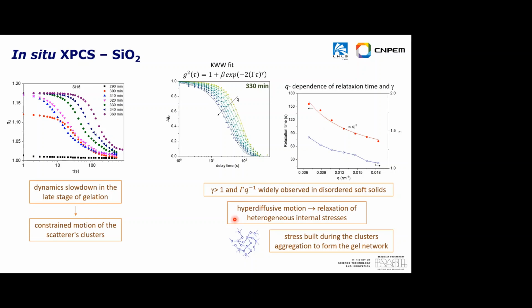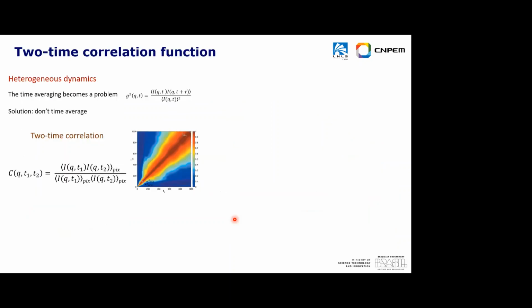So we have this relaxation of heterogeneous internal stress. What stress? This is stress that is built in during the cluster aggregation to form the gel network. So the dynamics that we are observing here is this stress of the network itself. As the gelation is going on, the network becomes more rigid, and then we can observe the difference of the stress of this network.